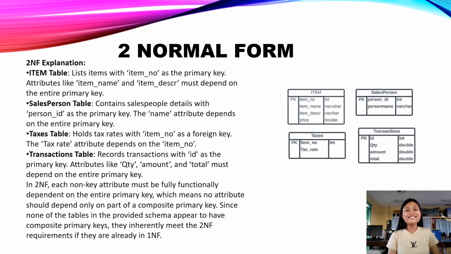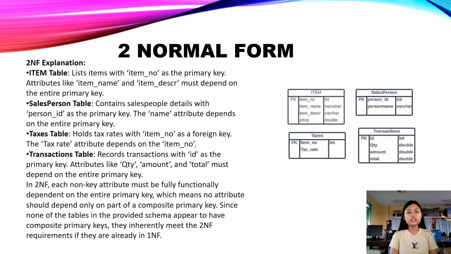The salesperson table contains salespeople details with person ID as the primary key. The name attribute depends on the entire primary key. The taxes table holds tax rates with the item number as the foreign key, and the tax rate attribute depends on the item number. The transaction table records the transactions with the ID as the primary key. Attributes like quantity, amount, and total must depend on the entire primary key.